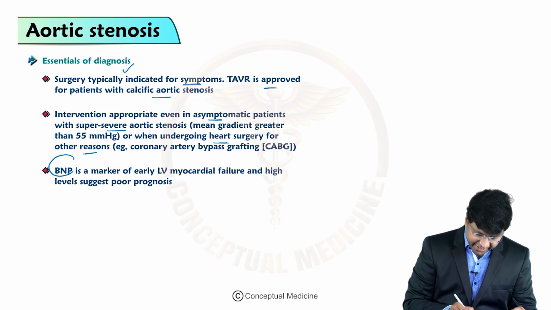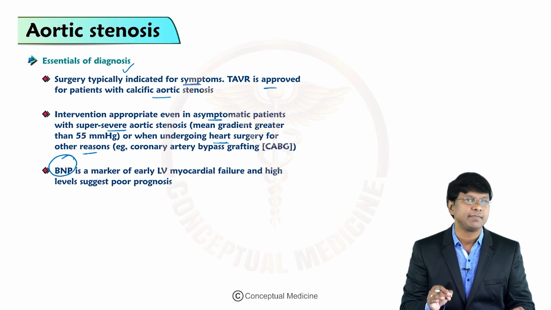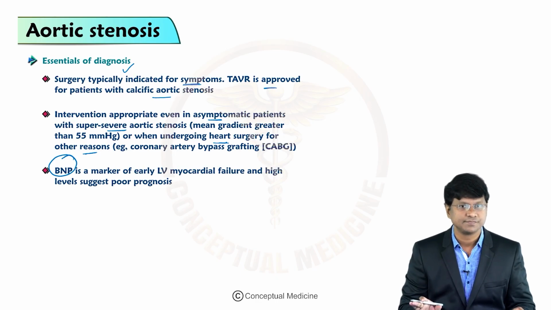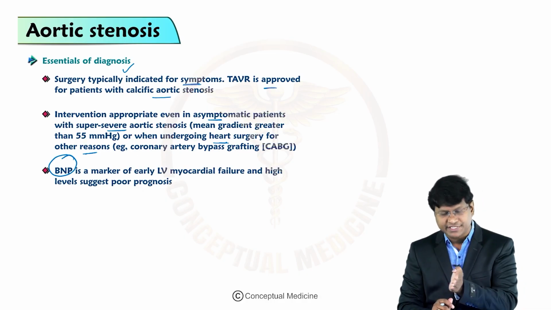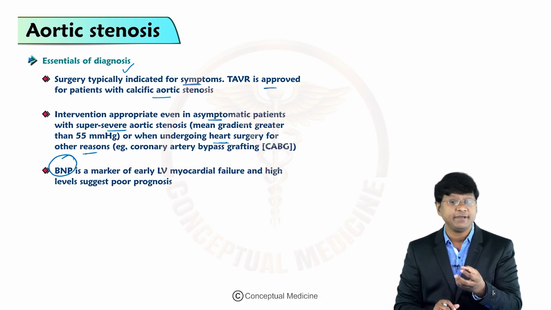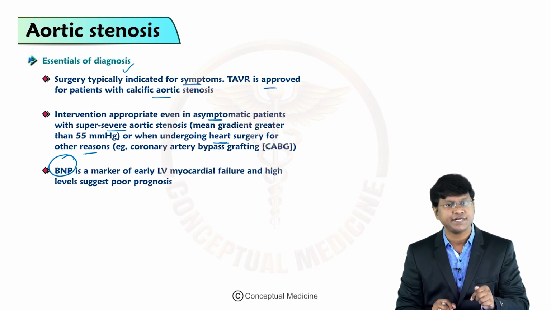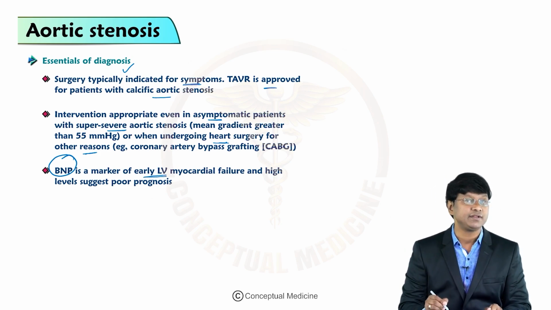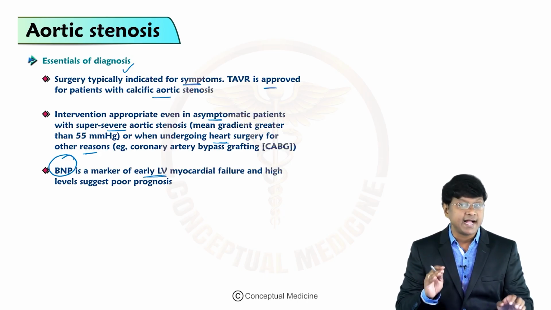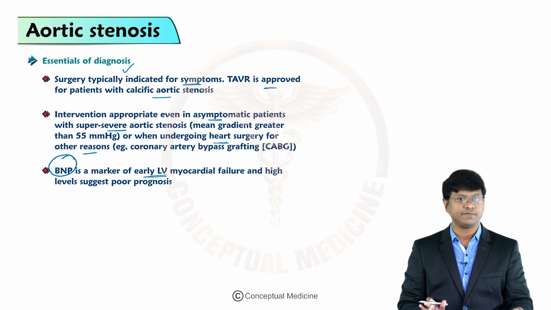And next important, brain natriuretic peptide is a marker of early left ventricular myocardial failure, and high levels suggest poor prognosis, right? So these patients with aortic stenosis, they initially develop diastolic dysfunction and then systolic dysfunction. So there will be a myocardial dysfunction, and for that BNP, brain natriuretic peptide, is a marker of early left ventricular myocardial failure, and high levels, they suggest the poor prognosis. So this will be the essentials of the diagnosis.